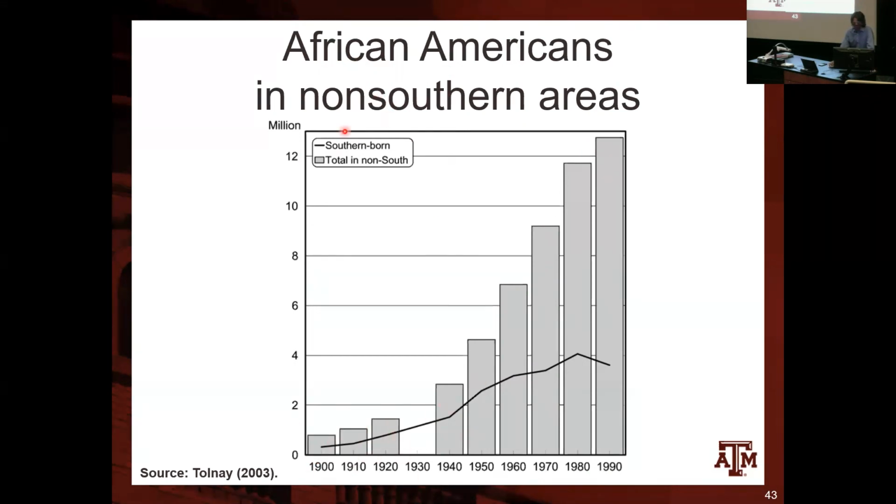The columns show the total number of African Americans living in non-southern areas overall, even those that were born in non-southern states. And this black line are those African Americans who were born in southern states, but are now living somewhere else. So these are really clear internal migrants, that they were born in southern states and they moved into non-southern areas. This one here includes their children and other African Americans that were born already in non-southern states.